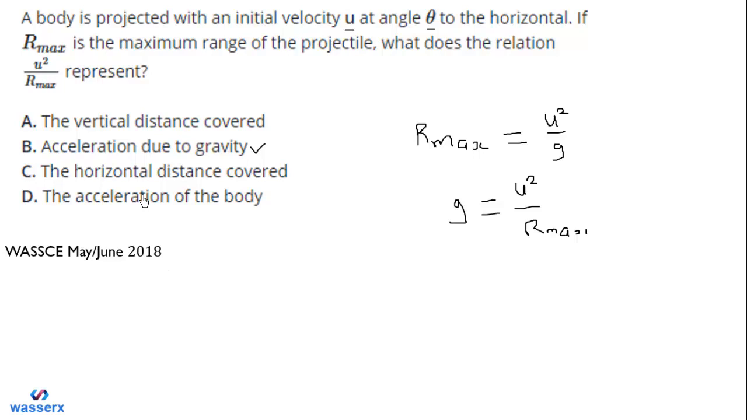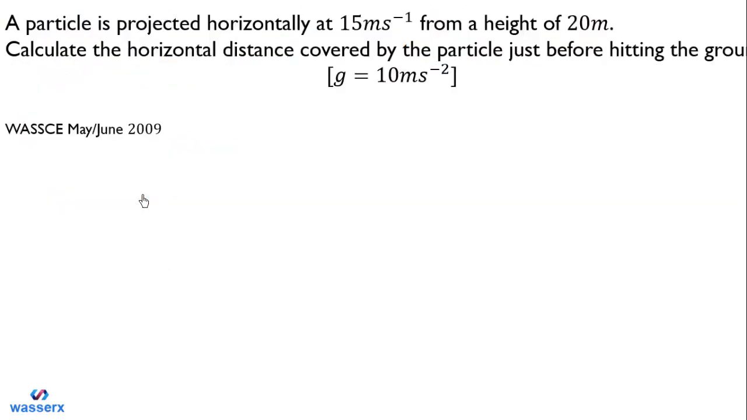Now let us proceed to the next question. A particle is projected horizontally at 50 meters per second, so this is the initial velocity, from a height of 20 meters. Calculate the horizontal distance covered by the particle just before hitting the ground. So this is ground.